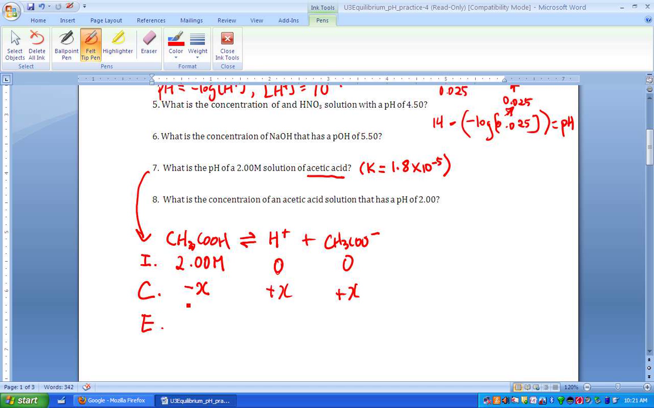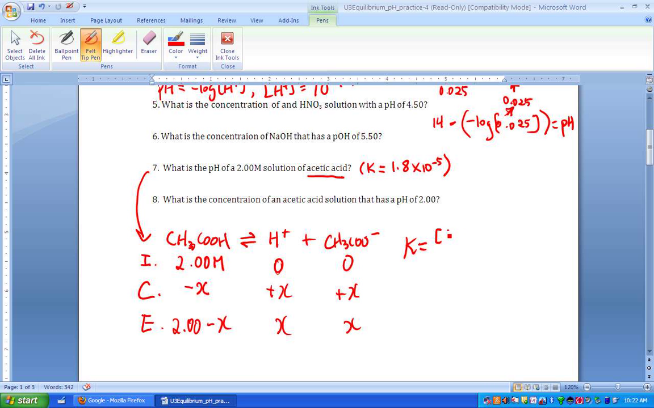Equilibrium is established once you've made this shift. All you have to do is add the initial plus the change. When you add these two rows, you get 2.00 minus x, and then x and x on the product side.